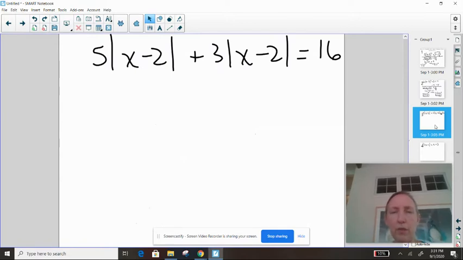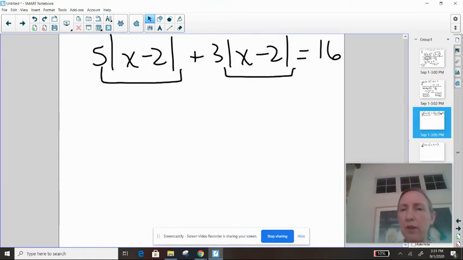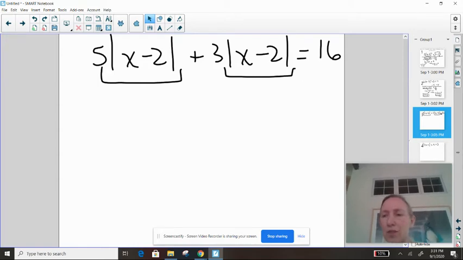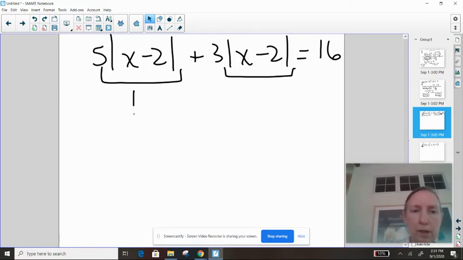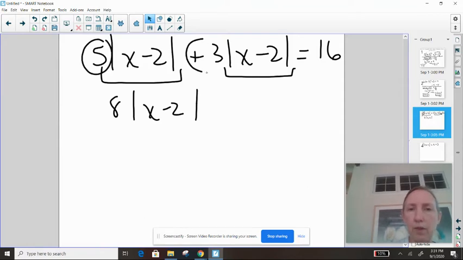The next question, if you just take a minute and see if you notice something about this, you have 5 absolute values of x minus 2 plus 3 absolute values of x minus 2. And this is just like a plain old regular like term, only just looks a little more confusing. So how many x minus 2's do I have? Oh, I have 8 of them. I had 5 of them plus 3 of them. I have 8 of them. And now I'm where I was moments ago.